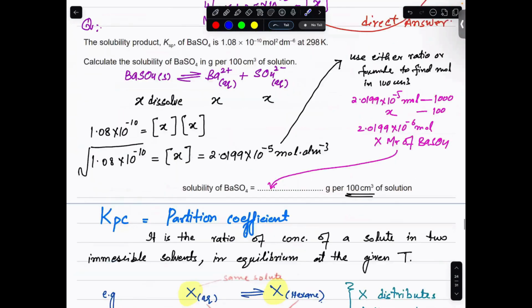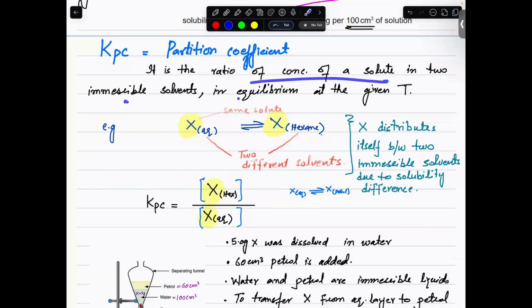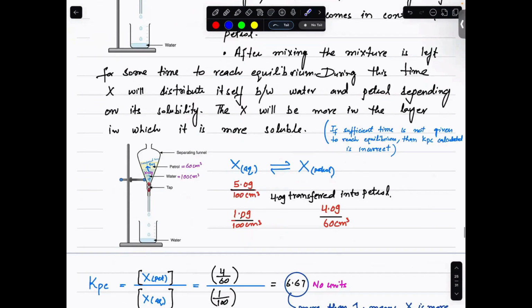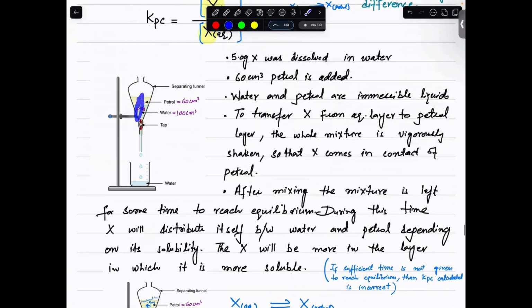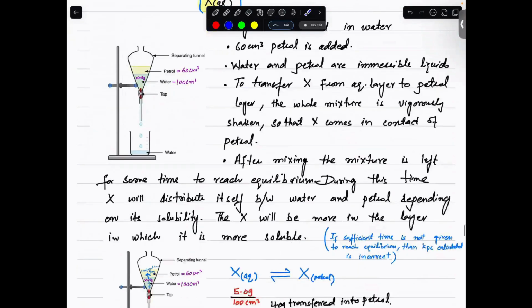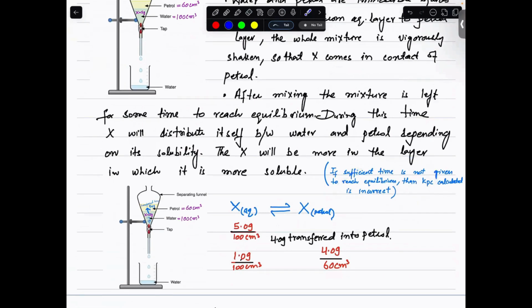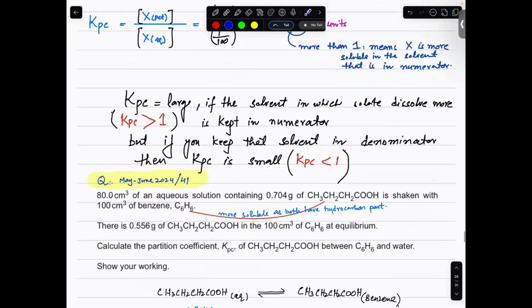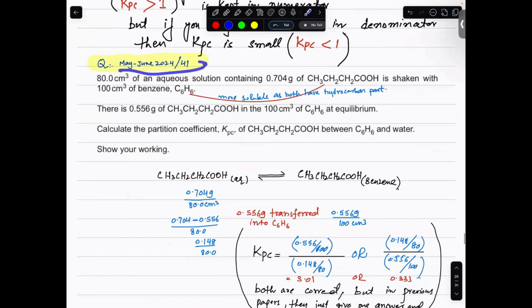Sorry. The ratio of the concentration of the solute between two immiscible solvents. X distributes itself between two different solvents. Right? This is the whole explanation. After vigorous shaking, if it is not left to reach equilibrium and sufficient time is not given, then equilibrium will not be reached. Then all the calculation would be incorrect. Right? Now, this is a question from May/June 2024, 4-1.